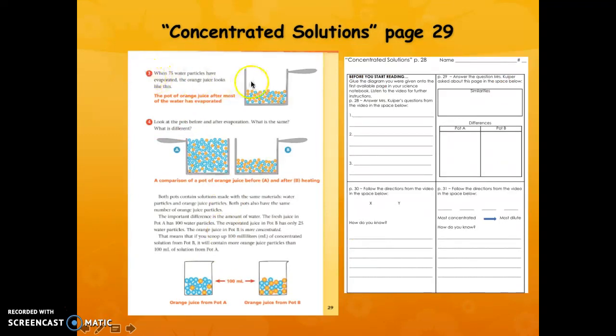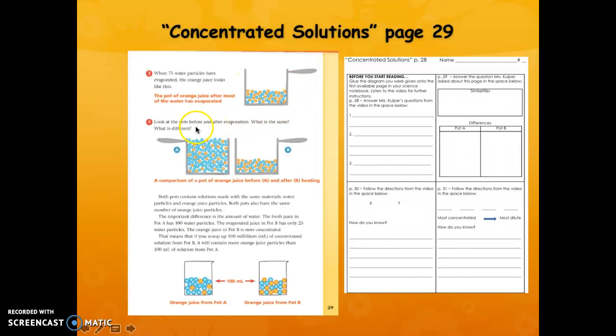Here's step 3. When 75 water particles have evaporated, the orange juice looks like this. So those water particles are gone. Less water particles, we still have the 25 orange juice ones. So the pot of orange juice, after most of the water has evaporated, would look like this.